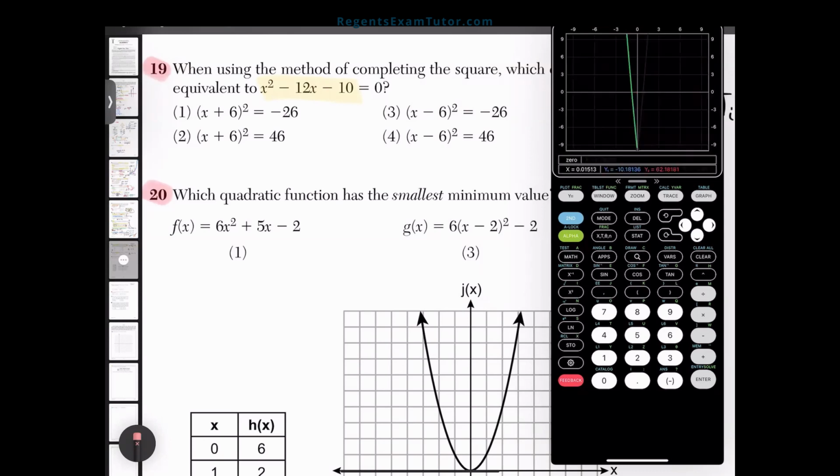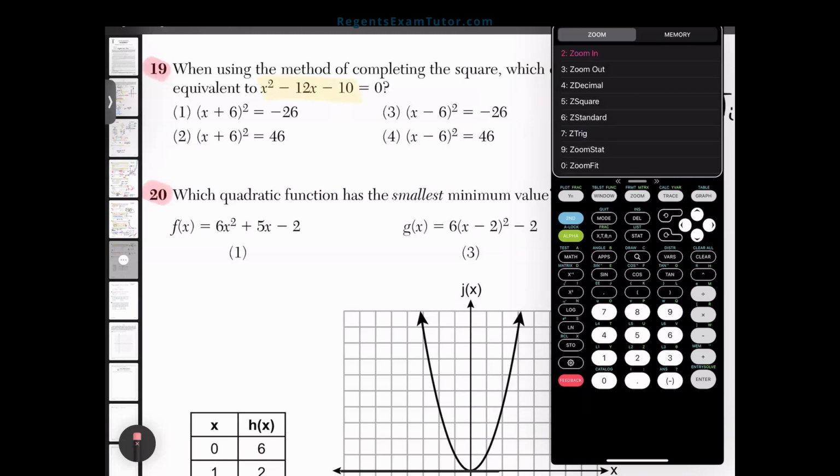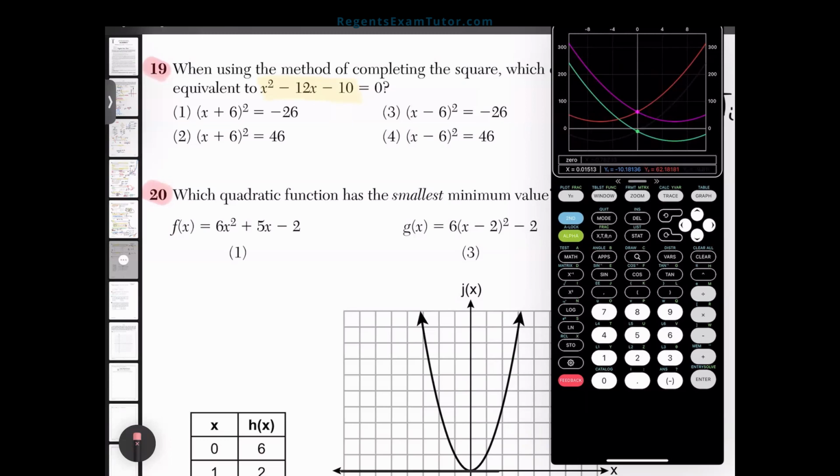So this is what comes up when you hit graph on Zoom Standard, because that was our last setting on the Zoom. That does not look good. So instead, a lot of times you can fix that by hitting Zoom and choosing Zoom Fit, option 0 at the bottom there. So that looks a lot better. I can notice that my blue graph is not visible. That means it's covered by one of these. Let's find out which one.